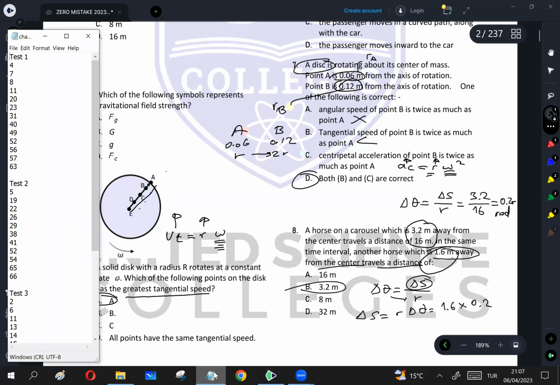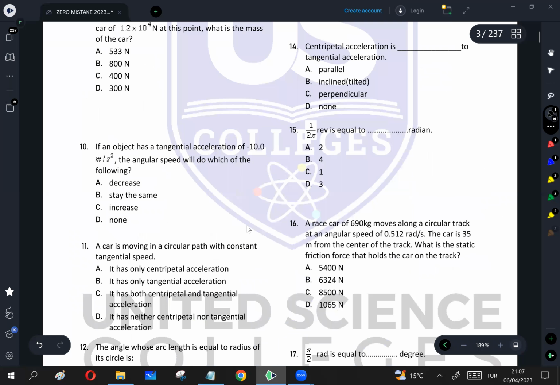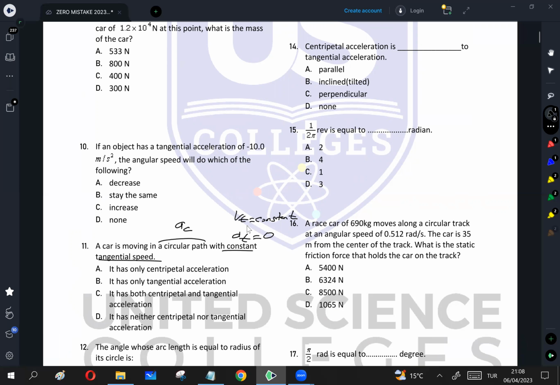And next question is 11. Question number 11. A car is moving in a circular path with a constant tangential speed. If it is moving in a circular path, absolutely there is a_c, and constant tangential speed means a_t is 0, no tangential acceleration. If v_t is constant, no change in v_t, then 0 a_t. It has only centripetal acceleration.